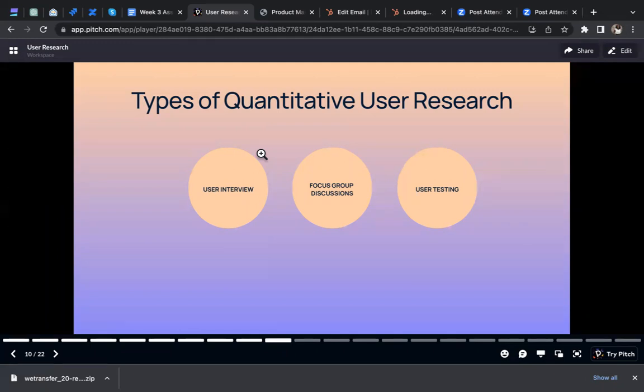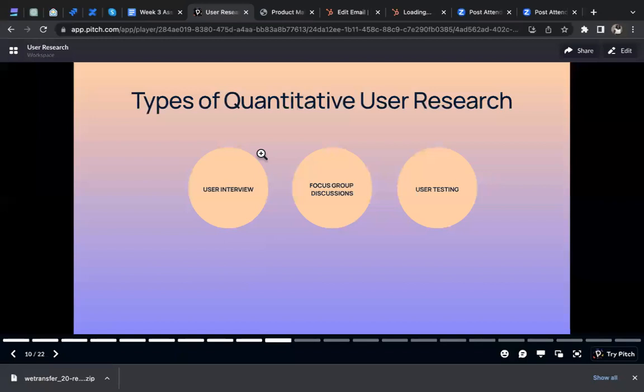Now, focus group discussion. This one is more about a group. Now, user interview is a one-on-one conversation. It's basically with a user. Now, focus group discussion is with a group of users that fall into the demography of your target audience. And so there is a topic to discuss.